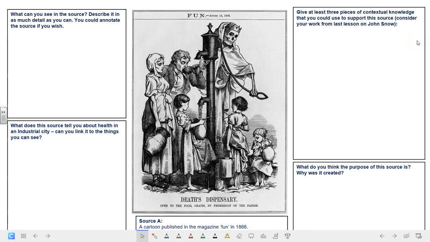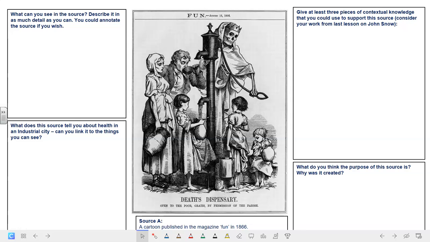Year 8. Today we're going to be looking at this source here to help us to build on our knowledge about John Snow and cholera and the conditions in industrial cities during the 19th century. So the first thing I want you to do is to answer this question here. What can you see in the source?